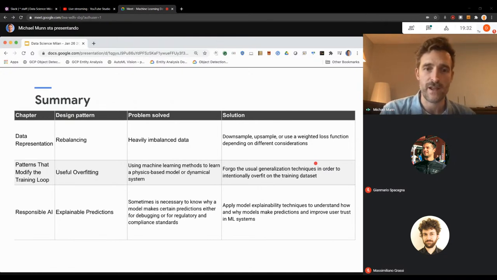And then lastly, we ended with explainable predictions. This falls in the responsible AI chapter. The problem that this pattern means to address is trying to understand why a model makes certain predictions, for debugging purposes or for regulatory and compliance standards. And the solution is that there are lots of techniques. You can apply various model explainability techniques. You can look at our GitHub repo, where we have an example that uses SHAP. And it's a way of providing more user trust and understanding why a model makes its predictions.